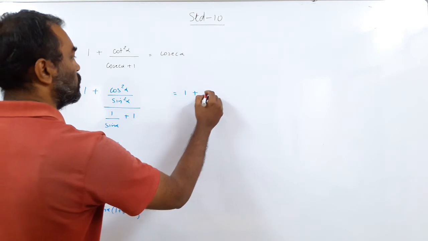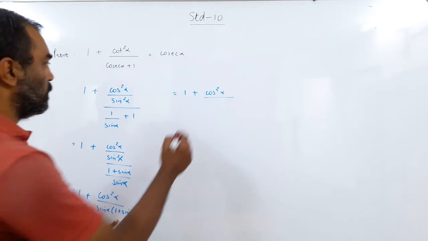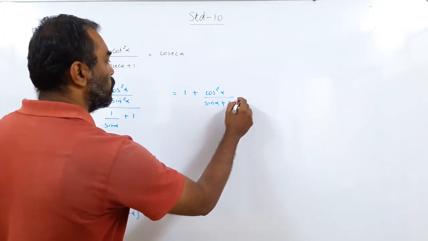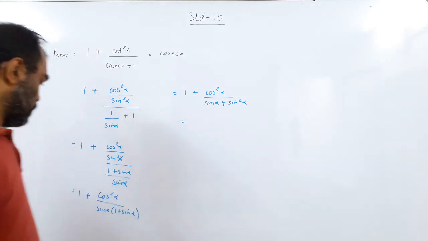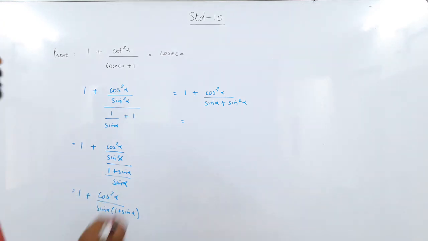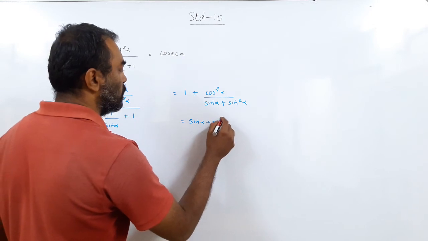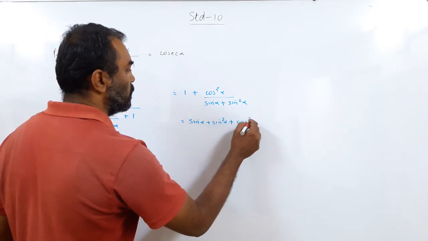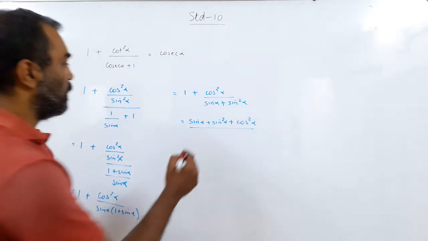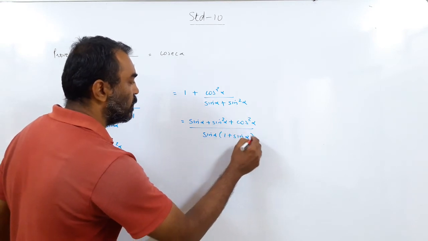We get 1 plus cos square alpha, multiply the bracket, what you will get? Sine alpha plus sine square alpha. Right? Sine alpha plus sine square alpha by opening the bracket. What do you get now? Take the LCM. Sine alpha plus sine square alpha plus cos square alpha, the whole thing, multiplying the bracket, upon, again, I take the sine alpha common. So what remains? 1 plus sine alpha in the bracket.